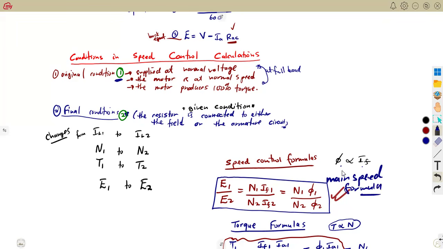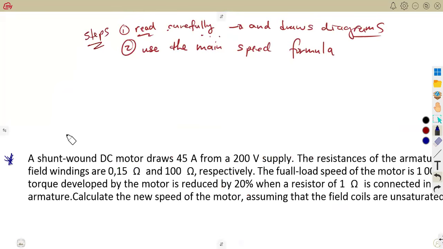Remember we said flux is proportional to the field current. So on that formula, you will notice what is needed, what is supposed to be calculated. So tick everything that you're given, circle what you need to calculate. After noticing what needs to be calculated, guys, you definitely have to calculate what? The needed values.